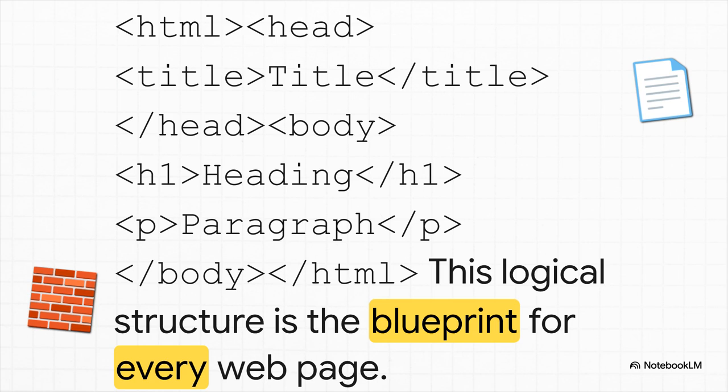Look at this code here. See how everything is wrapped inside those HTML tags? And inside that, the head section has the title. Again, that's what shows up in your browser tab. Then inside the body, that's our visible content, a big H1 heading and a P tag for the paragraph. This clean, logical structure is the basic blueprint for every single web page out there.